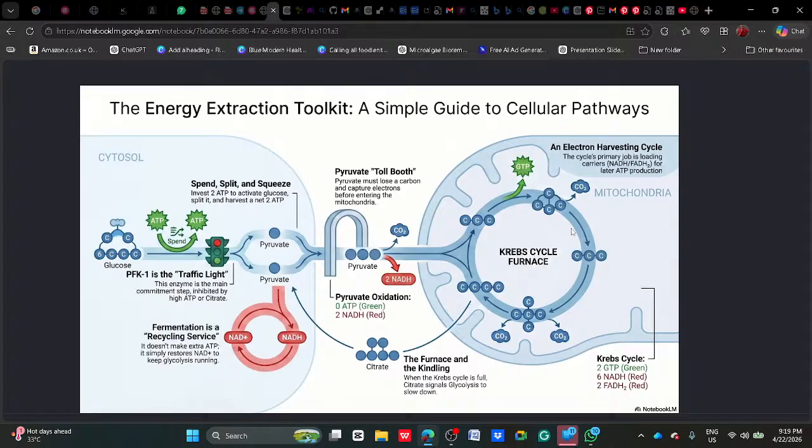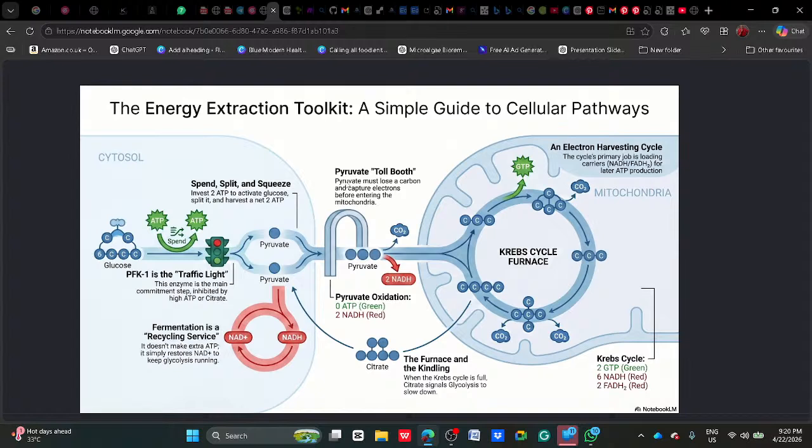or what is called the Krebs cycle, so to say. And if you look at what is happening here in terms of energy generation, you see this is the cytosol. Cytosol is the same thing as the cytoplasm.